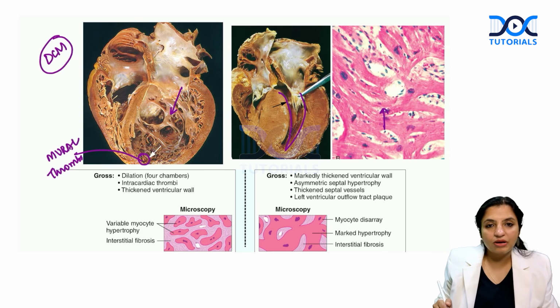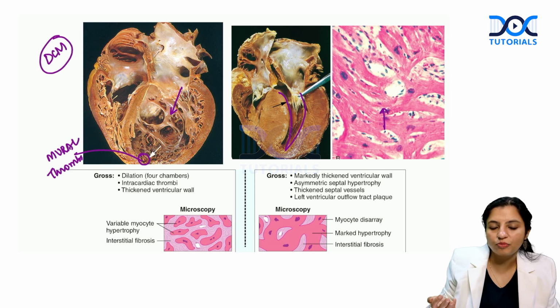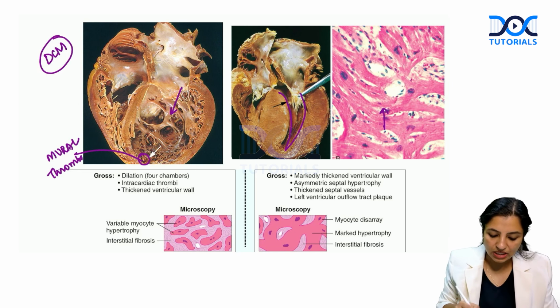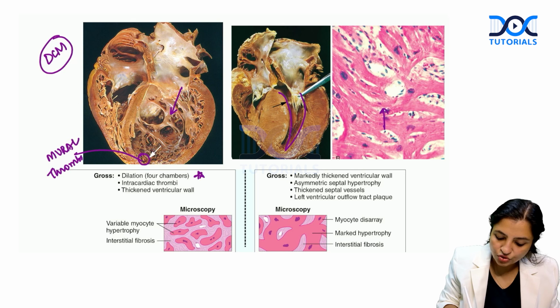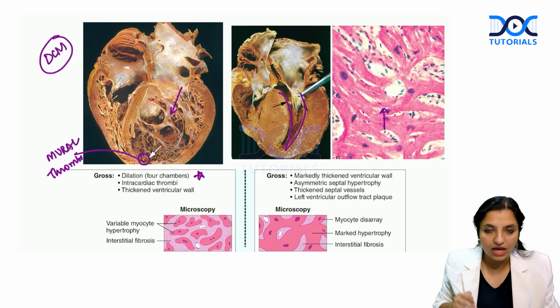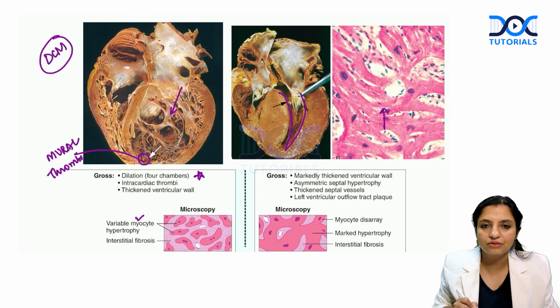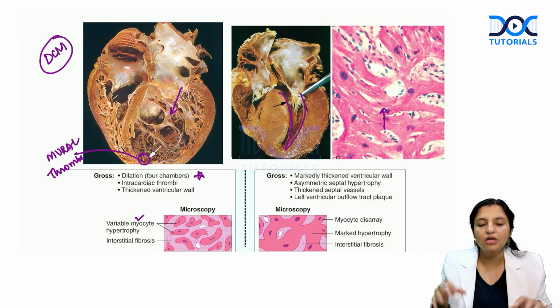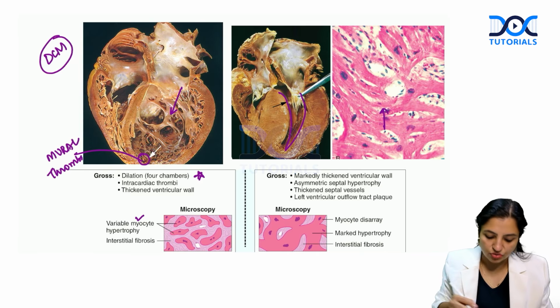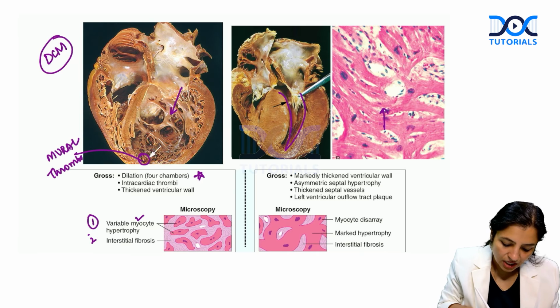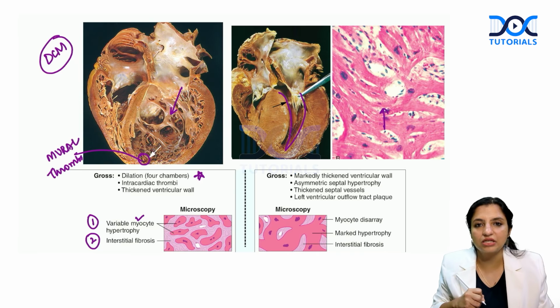Please remember, somebody can ask you what is the microscopic finding of dilated cardiomyopathy. Grossly, all four chambers are dilated, and there can be even a mural thrombus. Otherwise you can see hypertrophied cardiac muscle fibers, but they are arranged in proper order. In between that, there is interstitial fibrosis. So only two findings here: hypertrophied heart fibers with interstitial fibrosis.